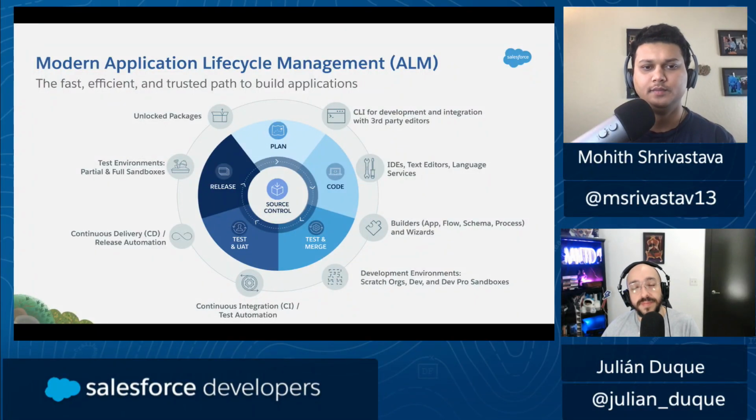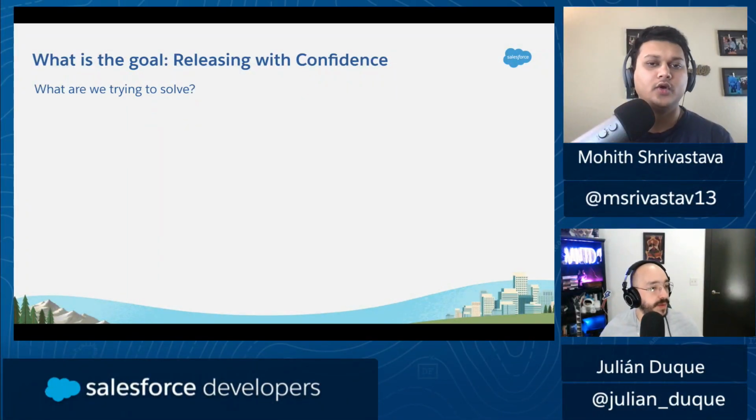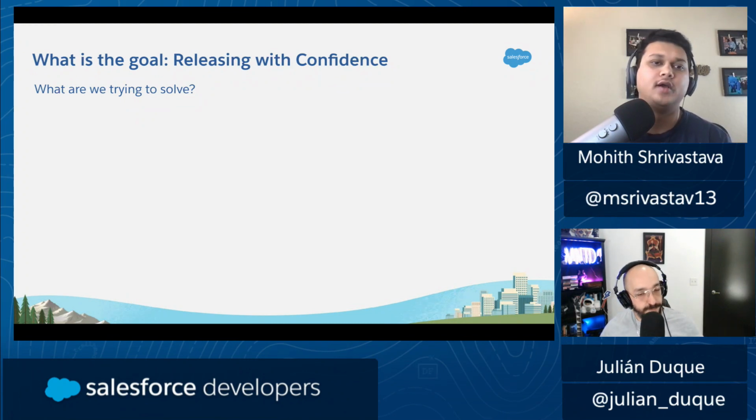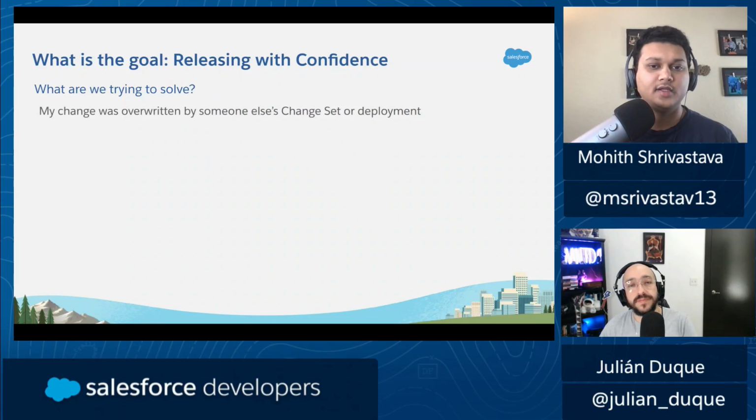Okay, yeah, that's awesome. So what is our goal with continuous integration and continuous delivery? Obviously, it is to release with confidence. So I just wanted to highlight some points on what we are trying to actually solve, right? For example, this might be very common in your organization, where a change was overridden by someone else's change set or deployment.